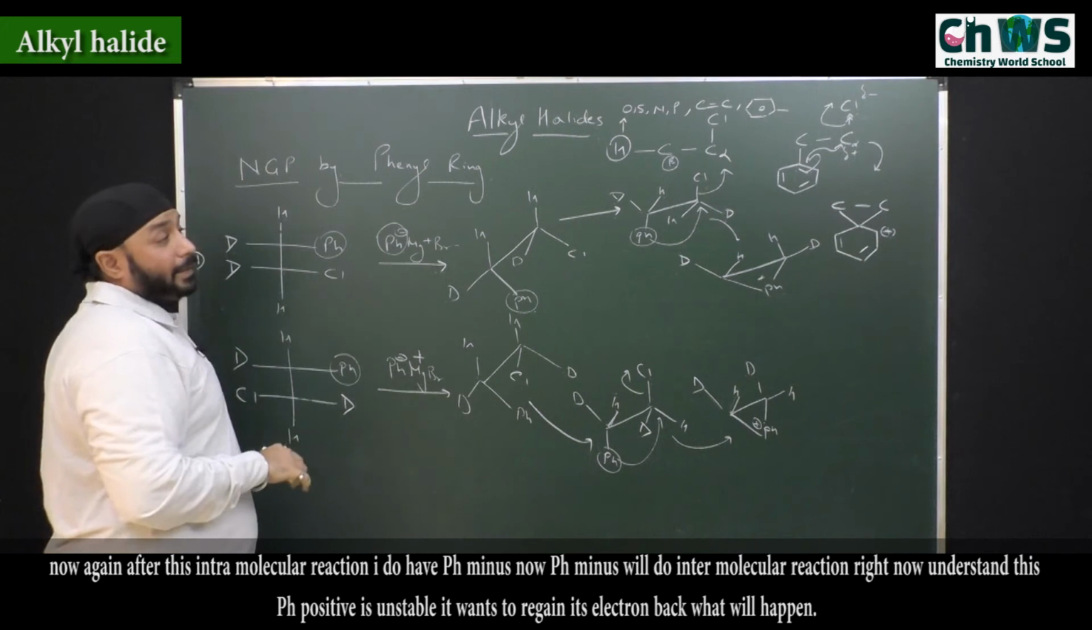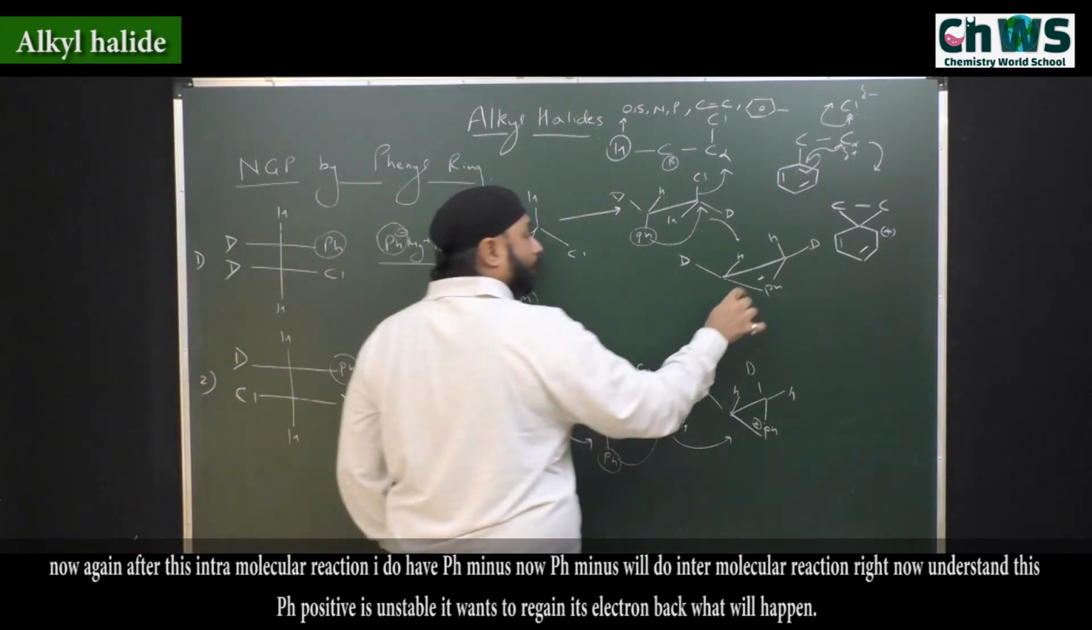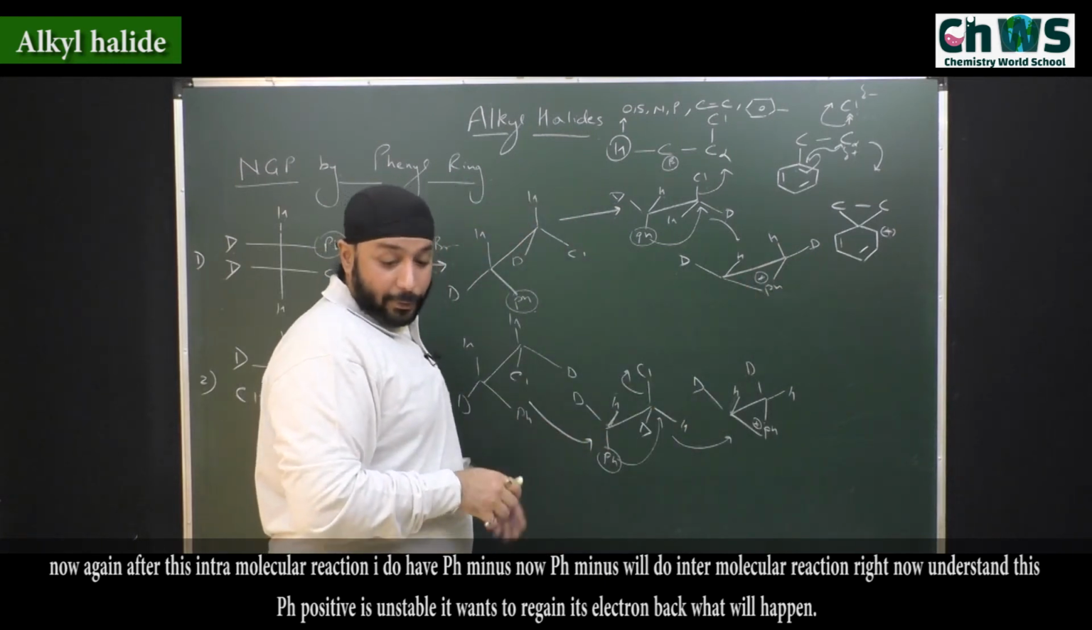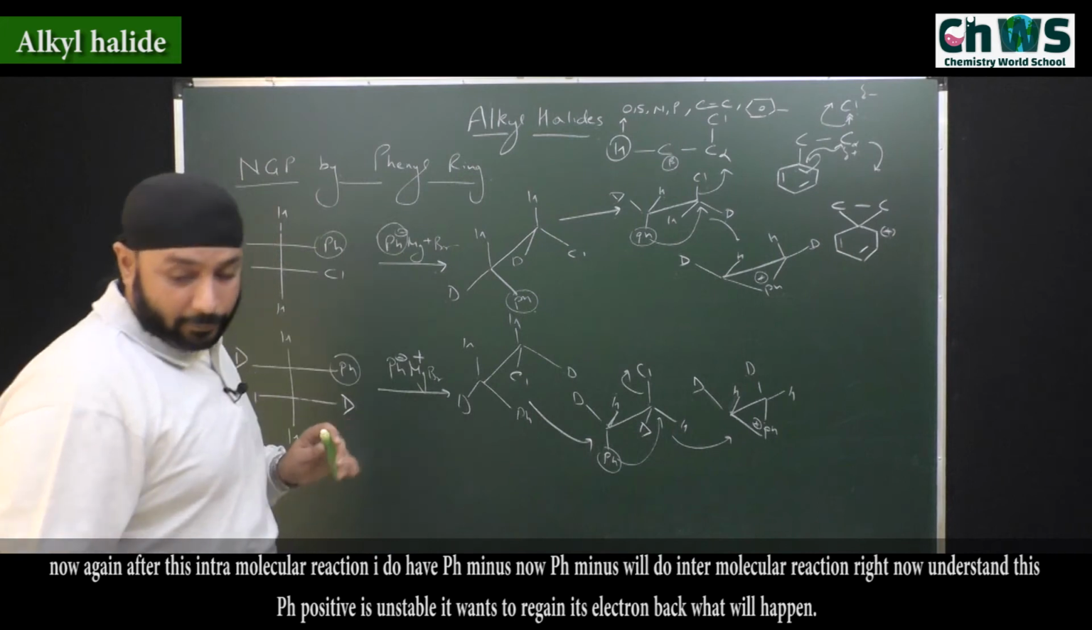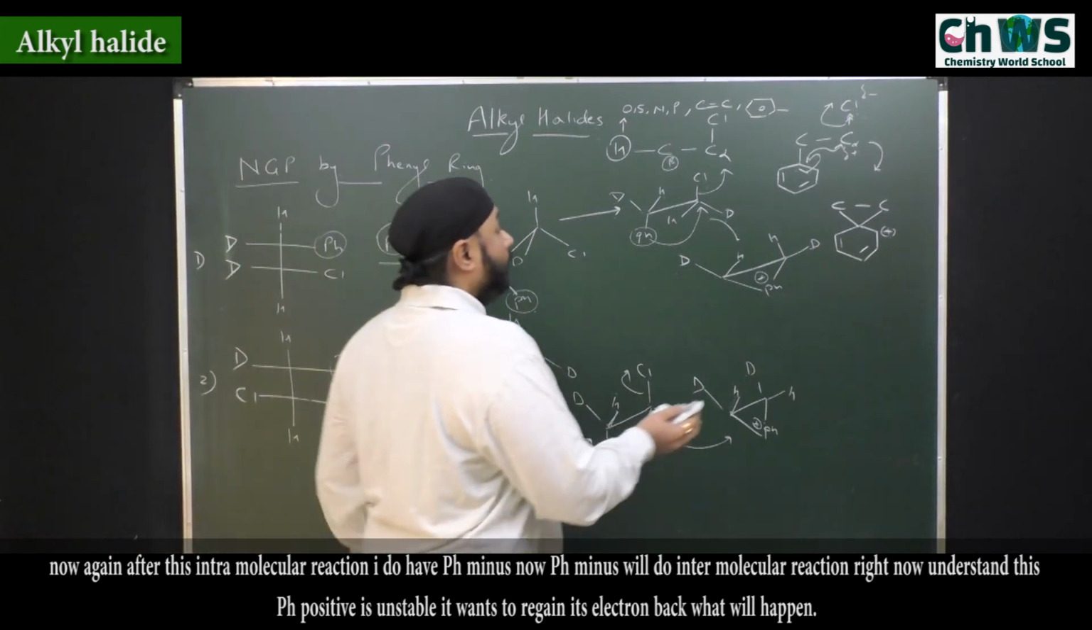Now Cl minus will do an intermolecular reaction, right? Now understand this Ph positive is unstable. It wants to regain its electron back. If it wants to regain its electron back, what will happen?